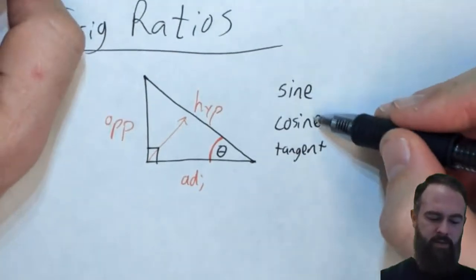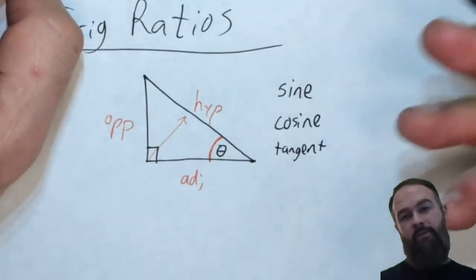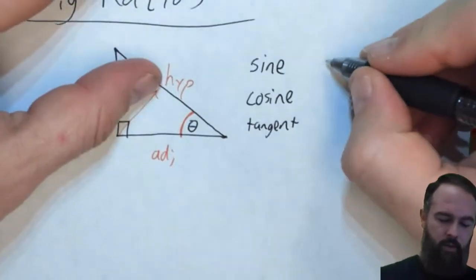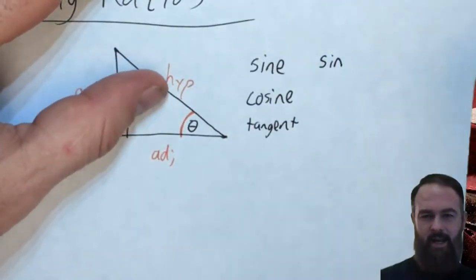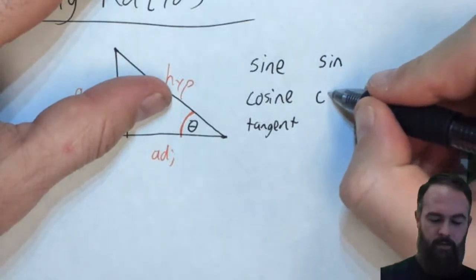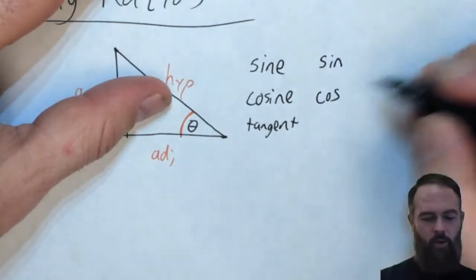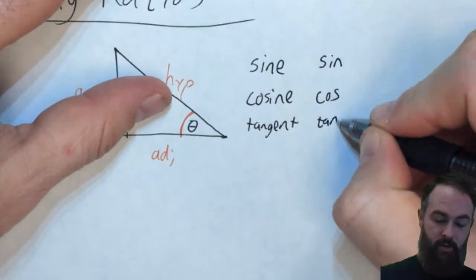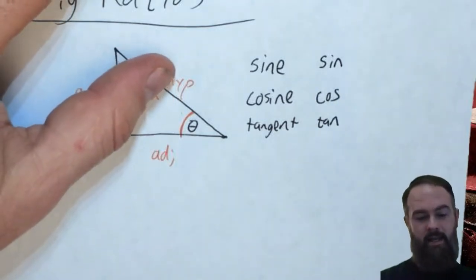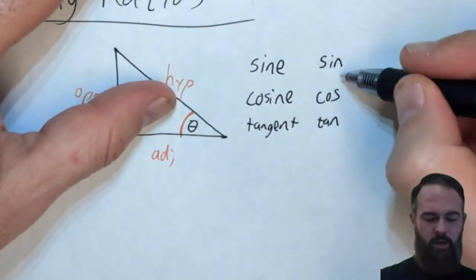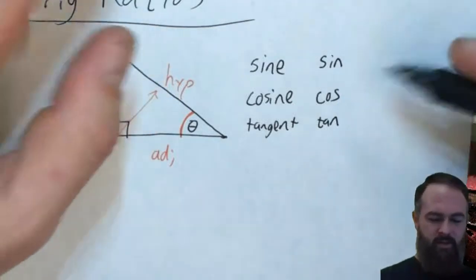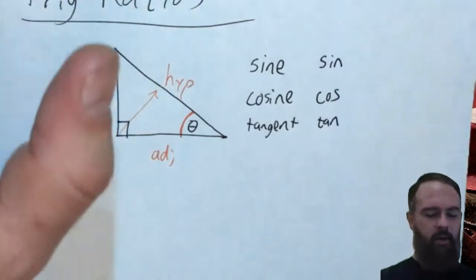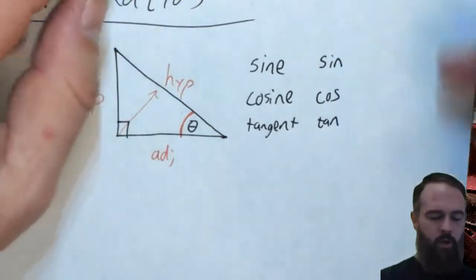Now, we're going to be writing these guys down quite a bit, and so they have abbreviations. The abbreviation for sine is the first three letters, S-I-N. For cosine, again, the first three letters, C-O-S. And then tangent is, again, the first three letters, T-A-N. So anytime you read these, go ahead and get used to saying sine, cosine, and tangent. Sometimes you'll hear me get kind of lazy and say sine, cos, and tan, but for the most part, we'll be saying the words all the way out.